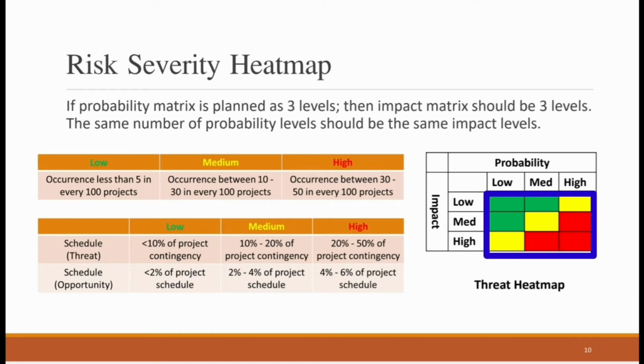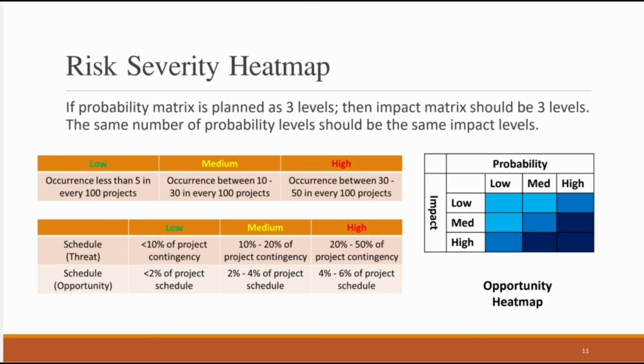Now these different colors explain the risk severity for me, and I'll be using this in order to determine how severe the risk is for me. In the coming slide, I'll explain what green means, what yellow means, and what red means, and how it will be calculated. Therefore, if I'm planning my probability matrix and my impact matrix in order to develop the heat map, they are supposed to be equal in the number of levels. 3, 3, 4, 4, 5, 5, 10, 10, 20, 20, whatever the probability levels are, they have to be equal to the impact levels.